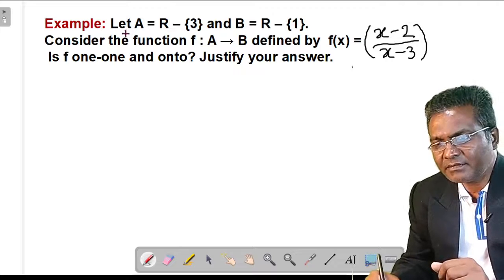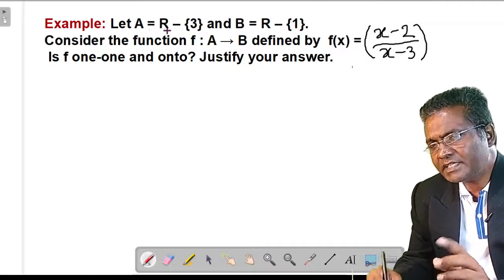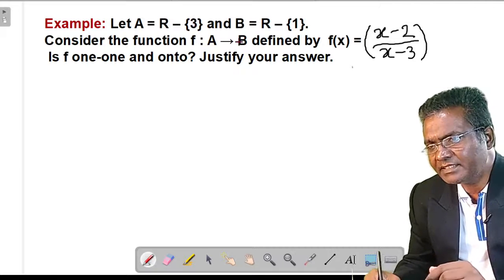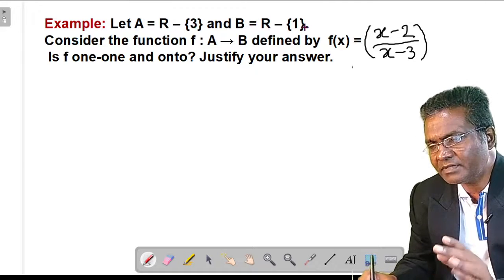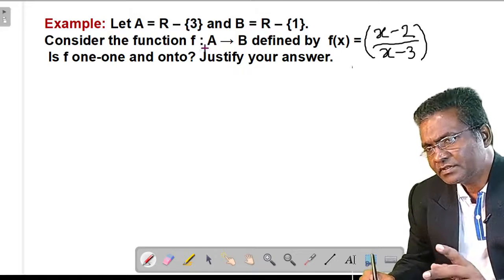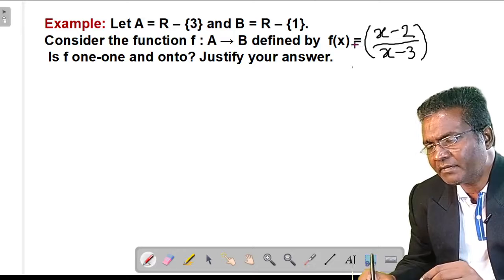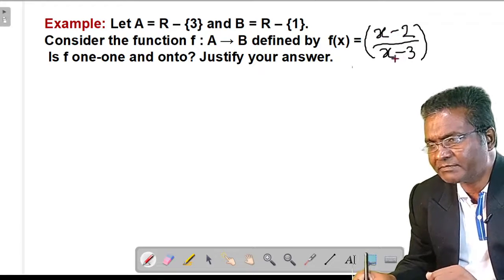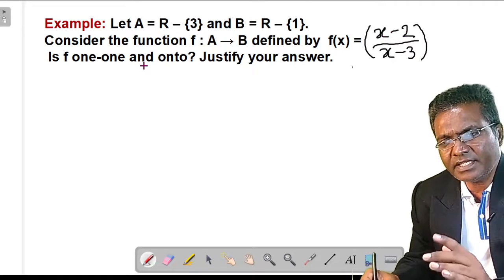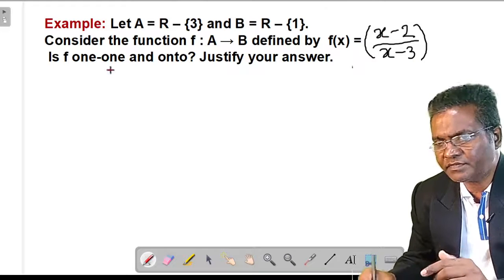Now here is the example. A is a given set of all real numbers except 3, and B is a set of all real numbers except 1, and the function is given f from A to B defined by f of x equal to (x minus 2) by (x minus 3). You are asked, is f one-one onto? Justify your answer.